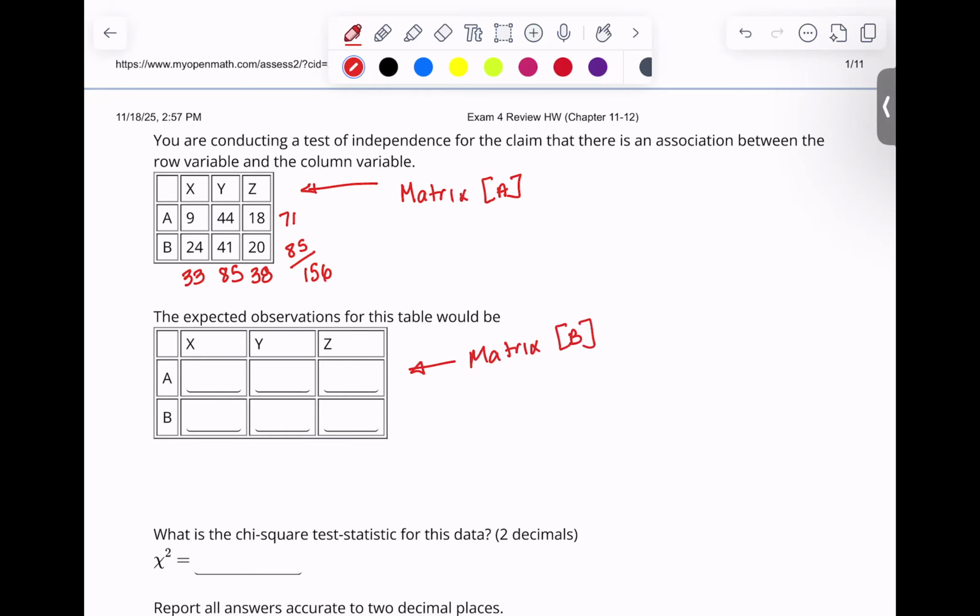And to calculate the expected observations for this table, we're going to take the row total for whatever row we're in. We're going to multiply that by the column total for whatever column we're in. And we're going to divide that by the total. In this case, 156. And we're going to do that for all 6 elements in this table. And I'm going to put that in matrix B. So I'm going to share my calculator.